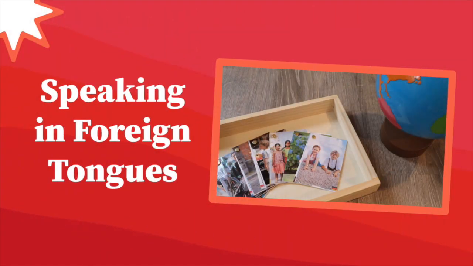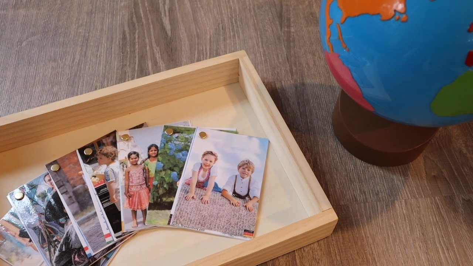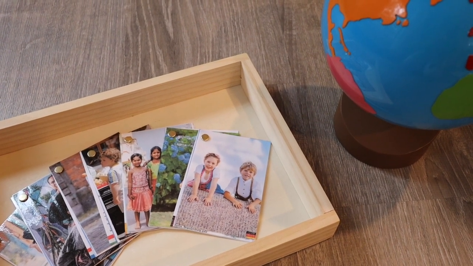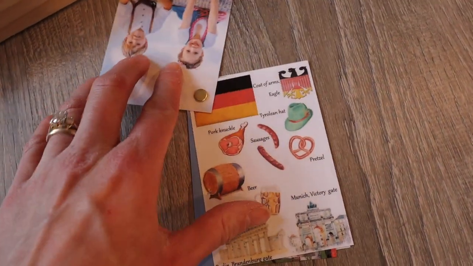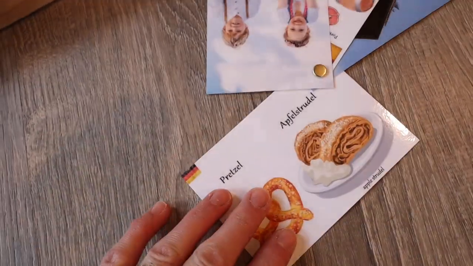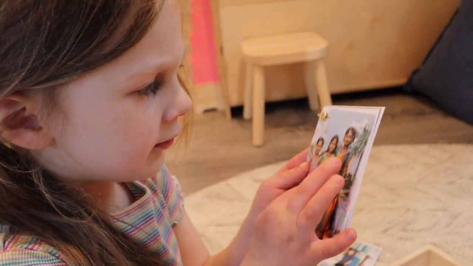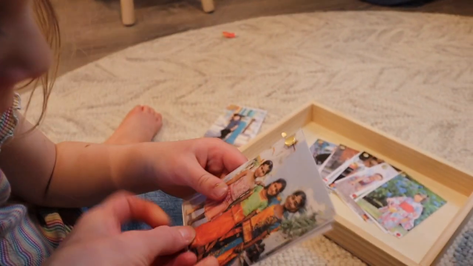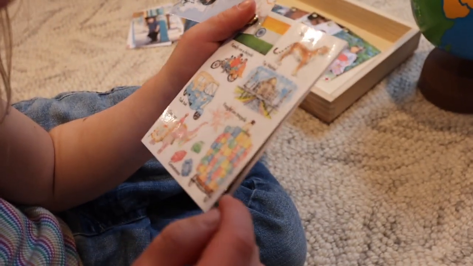The second activity is speaking in foreign tongues. For this activity, you will need 4 to 6 Children of the World booklets and a Montessori continent globe. Each booklet contains a picture of a child from that particular country, a typical house in which they live, food they traditionally eat, and common landmarks. Let your child explore each booklet and discuss what you see. Point on the globe where each country is and practice saying hello in each language.